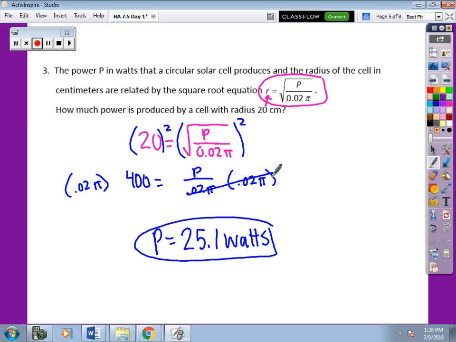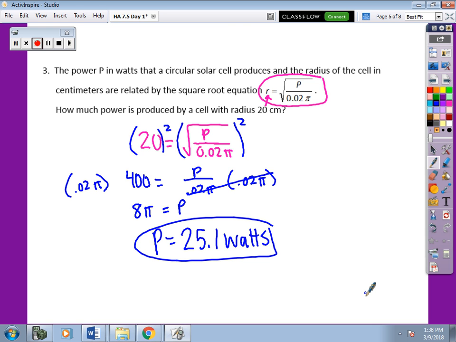To undo division with multiplication, and that will get me 8 pi equals P. And then you can type 8 pi in your calculator using the pi key, or 3.14. Pi key is more accurate.